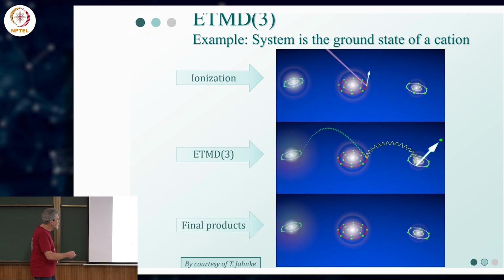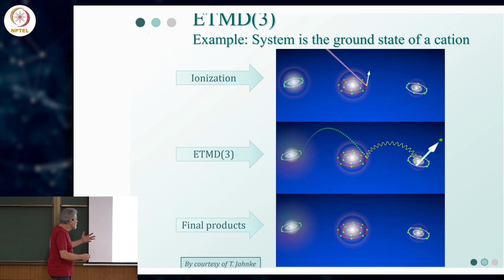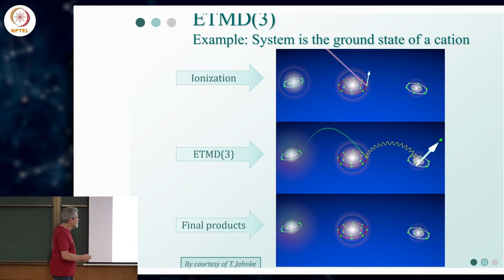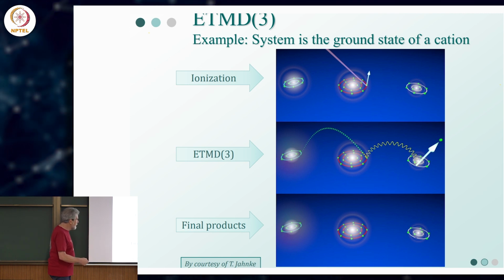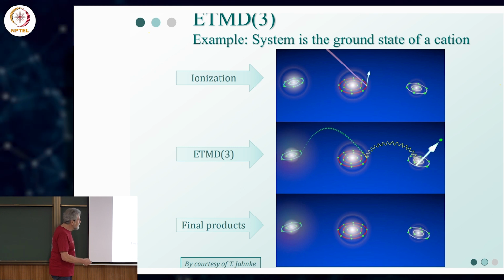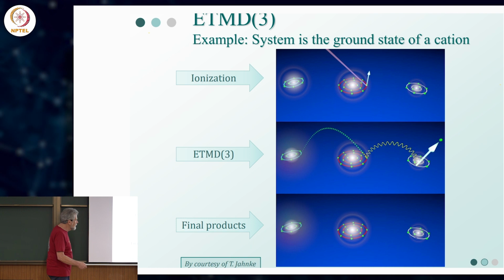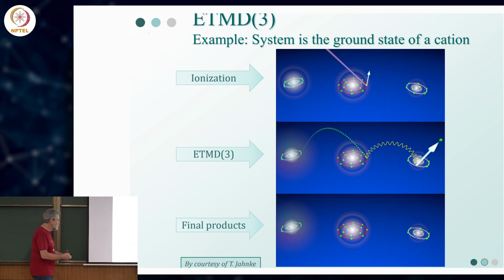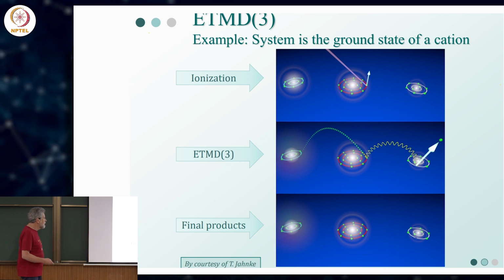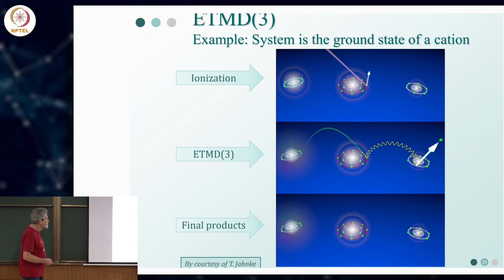Then ETMD3, I took here rather a single cation, one donates an electron, the energy is then transferred, and it's again like a virtual photon and kicks out an electron here. Then you have these two, this is now neutral, and these two are charged, and will probably also fly apart, depending on the system.